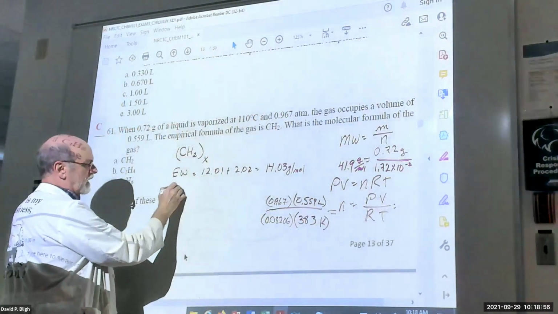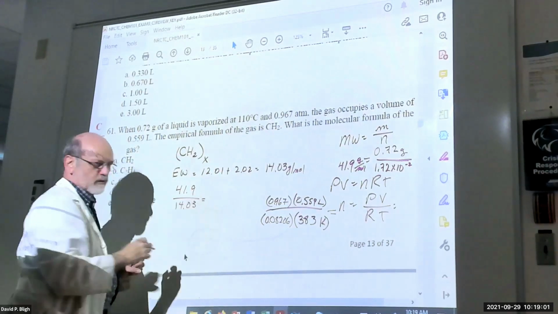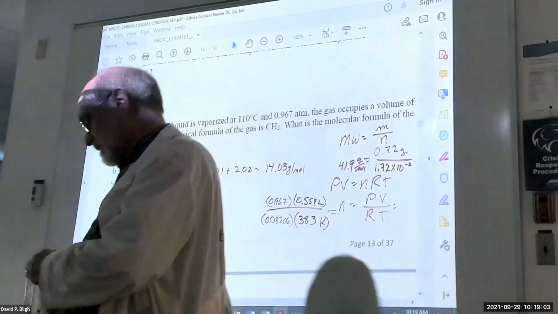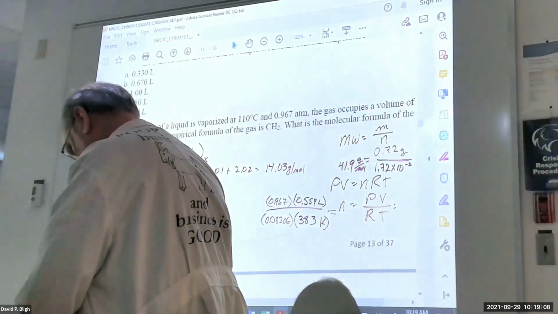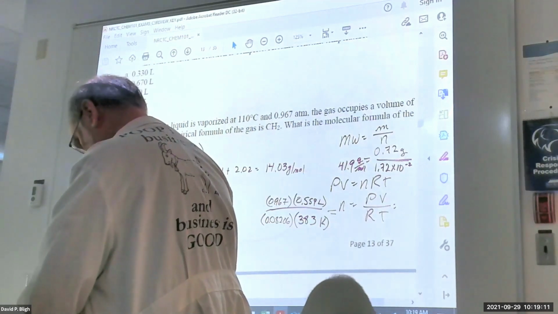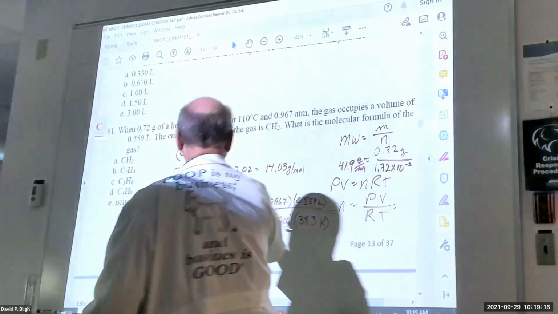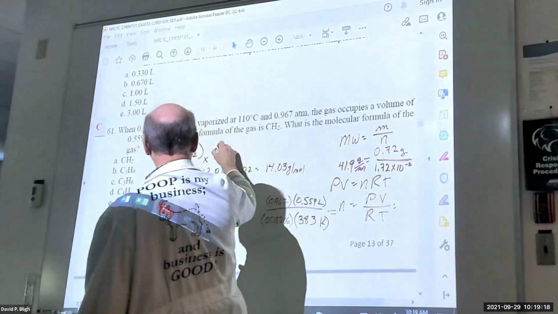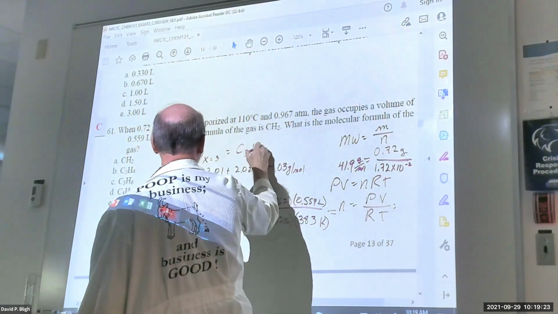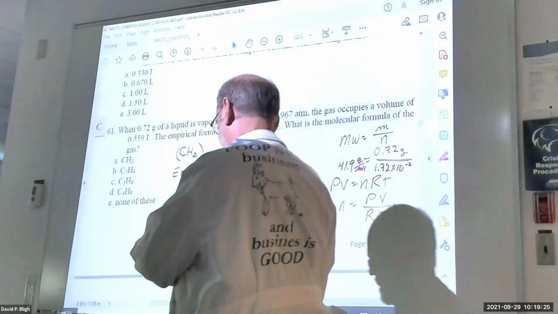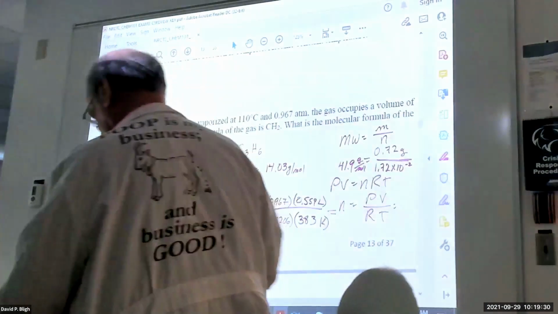So 41.9 divided by 14.03 equals what? That's the ratio we need to find that multiplier. The nearest one I get is 3. So we should have equals 3. That means this is going to be C3H6, correct? Okay, there it is. C is your answer.